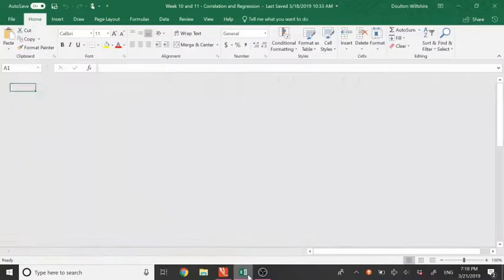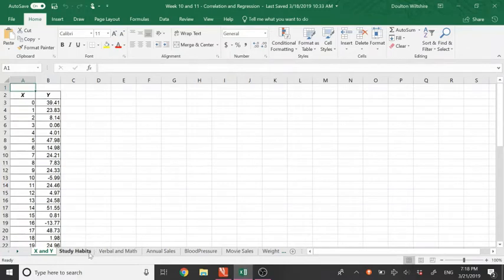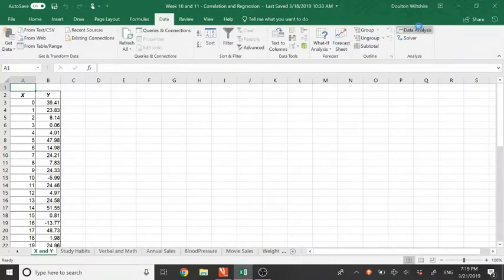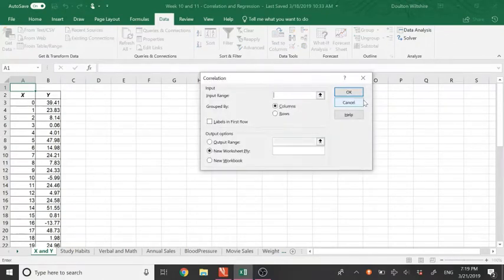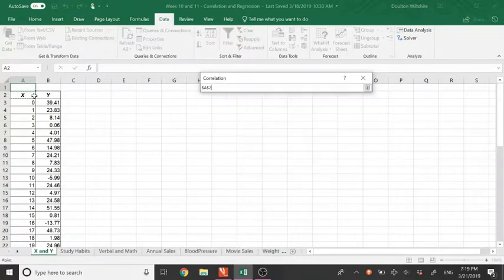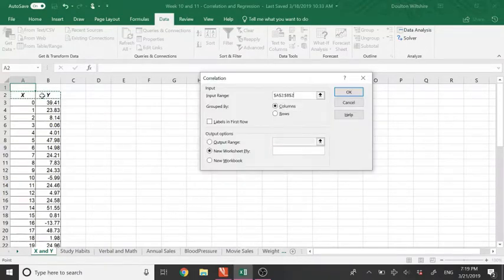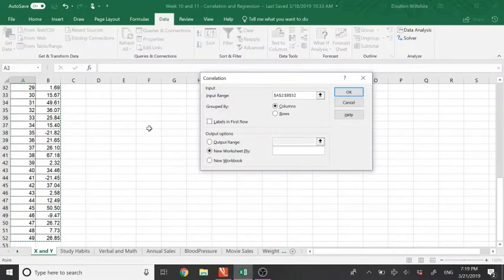When we open up our Excel, you've got lots of different data in that Excel spreadsheet, but we're just using the very first tab there, X and Y. And we're going to go into data. We're going to go data analysis, and we're going to use correlation. So we'll hit correlation, and we put in all of our variables as one big thing. I've done this. All of your data that you're going to see is grouped by columns, and I've got labels in that first row, okay? So I want to make sure that I've got those labels.